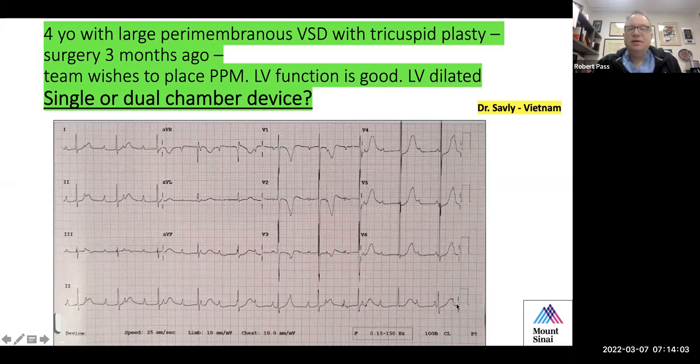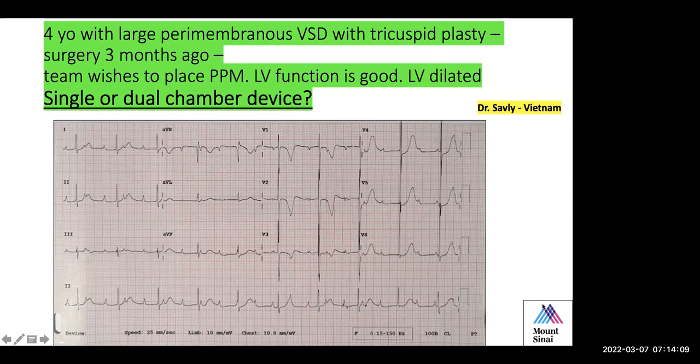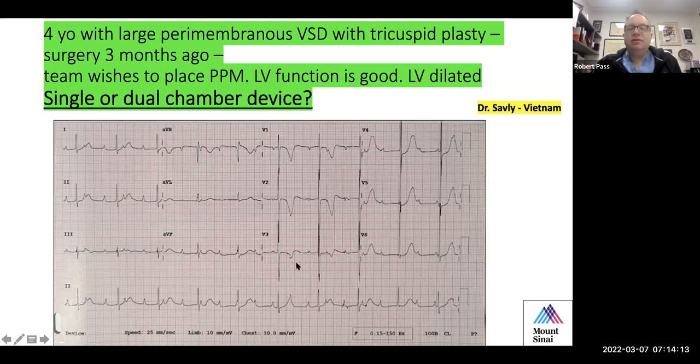So is there any relationship between the atrial depolarization and the ventricular? No. So what would we call this rhythm? Complete heart block. Right. So this is third degree complete heart block. Great. Okay. So we have a 4-year-old who has a complete heart block. So you got the first question.